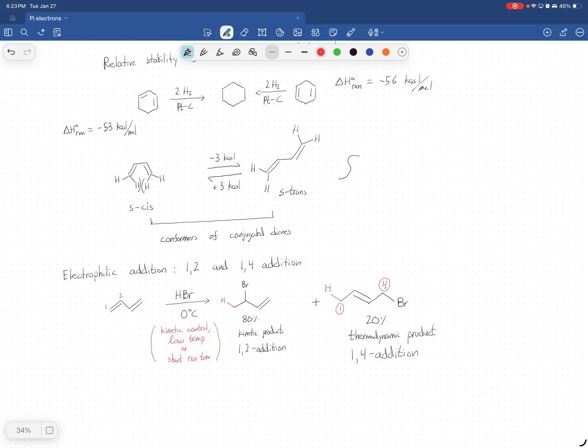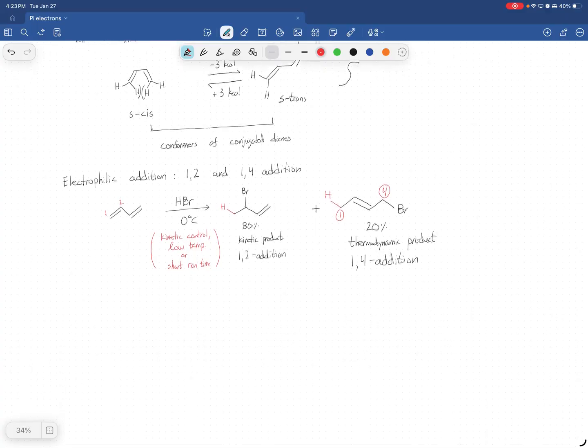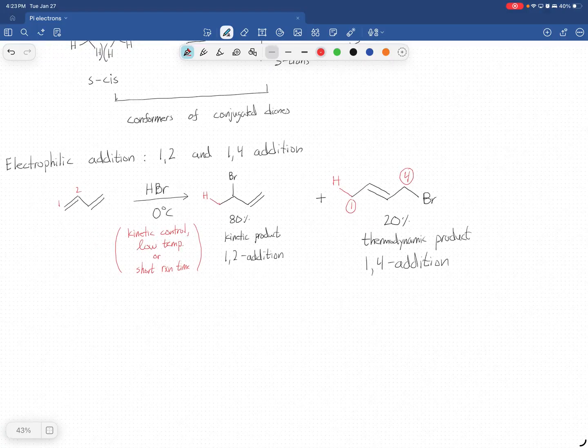So let's talk about how this works. How does this add to one double bond, and how do we get to the other product? Okay, so here's the mechanism. Let's talk about the mechanism.